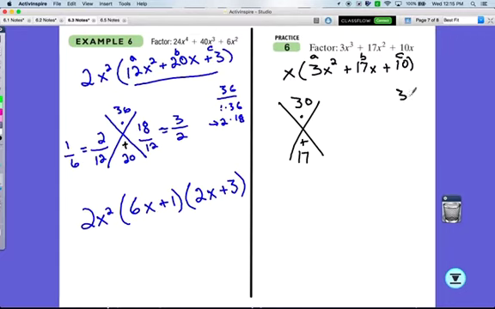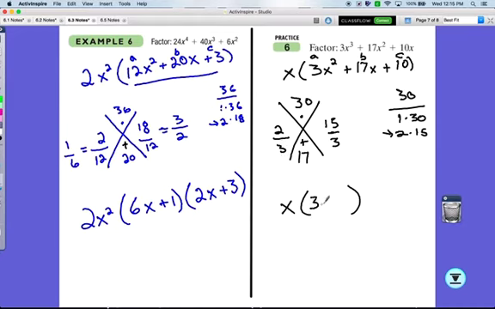So for 30, that's either 1 times 30, 2 times 15. There's more combinations, but the 2 times 15 will give me 2 plus 15 of 17. So I got 2 and 15. I come through and divide by that 3. I'll still have the x that I factored out originally. And the 2/3 doesn't reduce, so that's 3x plus 2. And 15 divided by 3 gives me 5, so that's x plus 5.